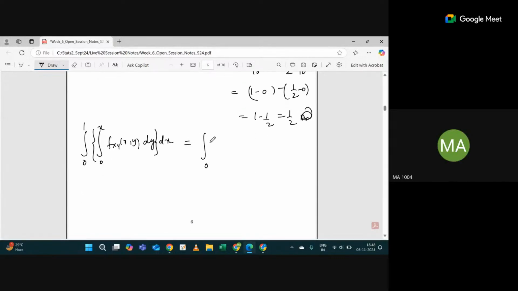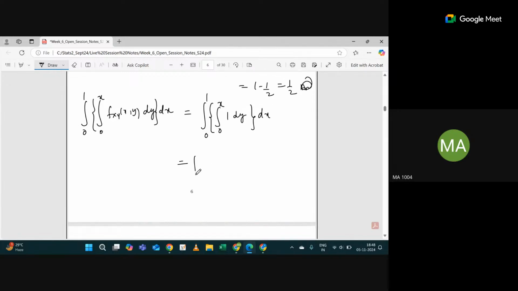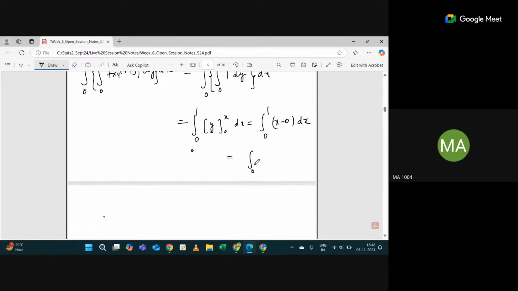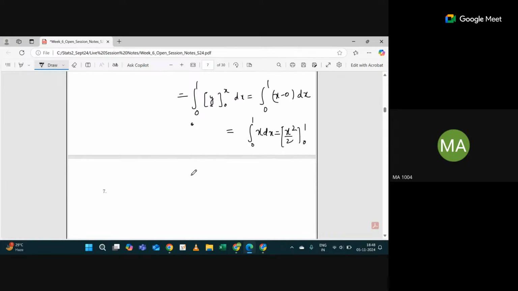Now it will be 0 to 1 and 0 to x. Since it's a 1 dy, you can simply put a bracket to distinguish between these two. If you integrate 1, it will be y from 0 to x, dx, and 0 to 1, and it will be x minus 0, dx. So you got the idea, right? What we have to do is substitute the upper limit where we have x y. So I got 0 to 1 x dx, it will be x square by 2, from 0 to 1, and it will be 1 by 2 minus 0, which is 1 by 2 again.